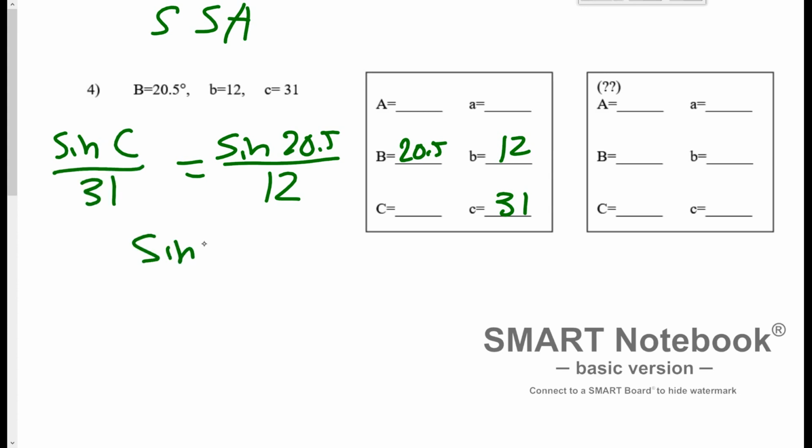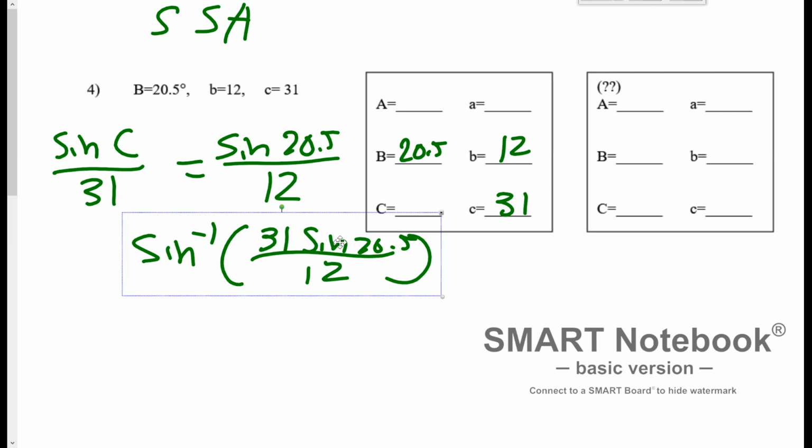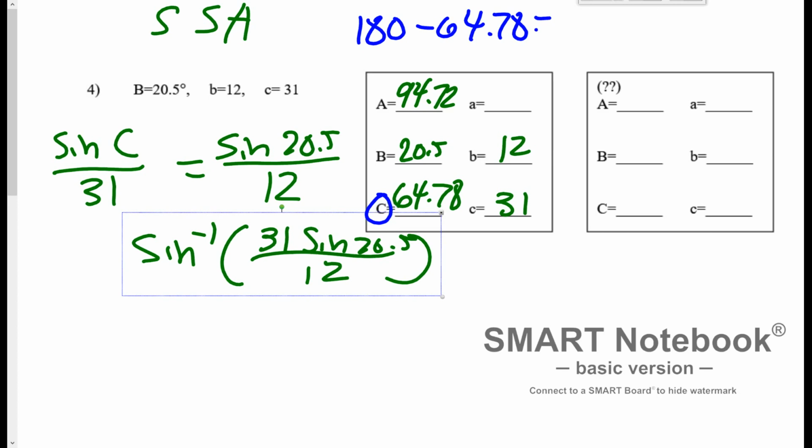Set this up by taking the inverse. All right, sine inverse of 31 times sine of 20.5 all over 12. And so for C, I get 64.78, somewhere about that. Okay, then I can add those two together, subtract from 180, and get 94.72. So I'm going to take this angle that I just found by taking the inverse. Okay, that one is the one I subtract from 180. So I subtract that from 180. Okay, and that gives me my C prime, or my C for my second triangle.